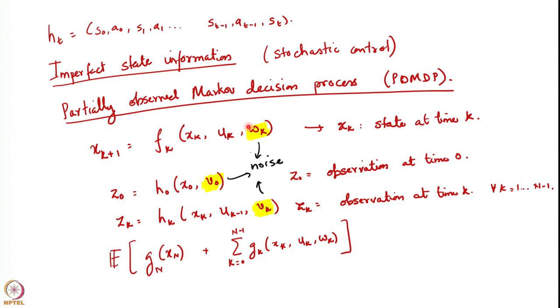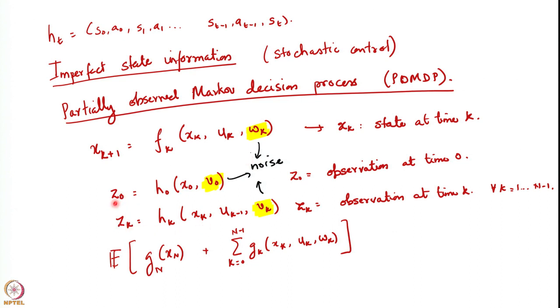Now in comparison with the problem with perfect state information, we had a new element in this problem, which was the element of observation. So observation at any time was denoted by the letter z. The observation at time 0 was a function h0 of x0 comma v0, where v0 is now the observation noise. W's are the noise in the system, the noise in the system evolution. These are what are called system noise. The V's are what are called the observation noise.